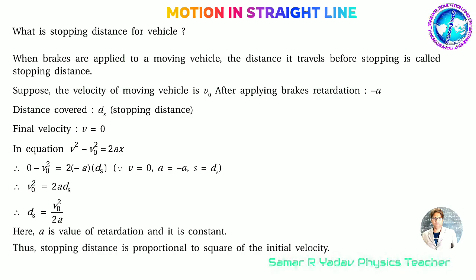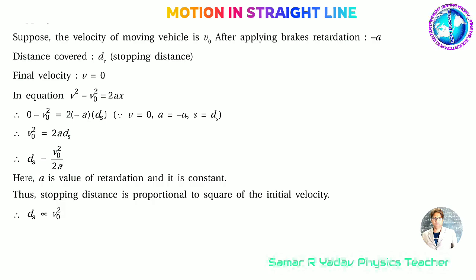Therefore, 0 minus v0 squared is equal to 2 times (minus a) times (ds), where v is equal to 0, a is equal to minus a and s is equal to ds. Therefore, v0 squared is equal to 2a ds. Therefore, ds is equal to v0 squared upon 2a. Here a is the value of retardation and it is constant. Thus, stopping distance is proportional to the square of the initial velocity. Therefore, ds is proportional to v0 squared.